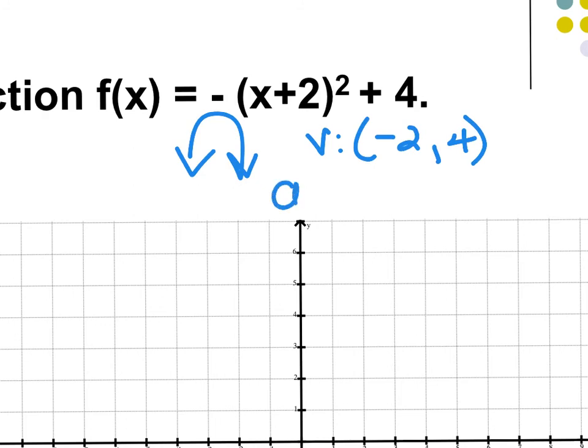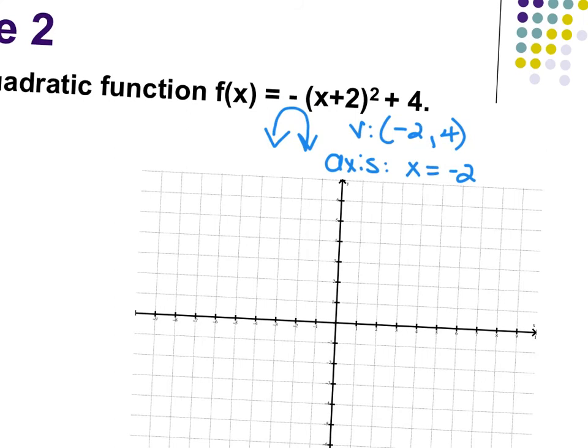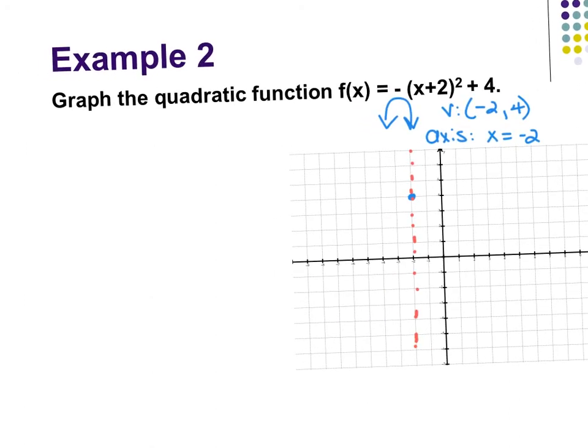What's my axis of symmetry? X equals negative 2, right? You got to give me that equation. So I've got those two already. Negative 2, 4, there's my vertex. That's also my axis. Now find the intercepts.